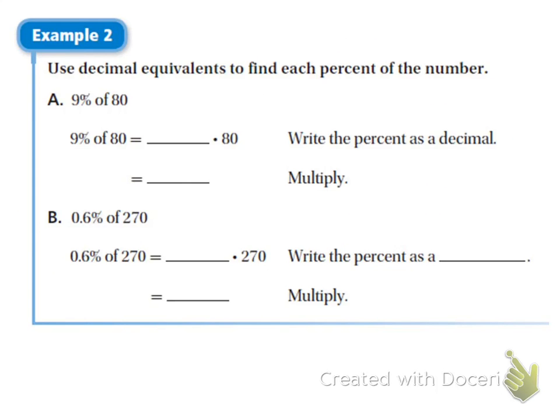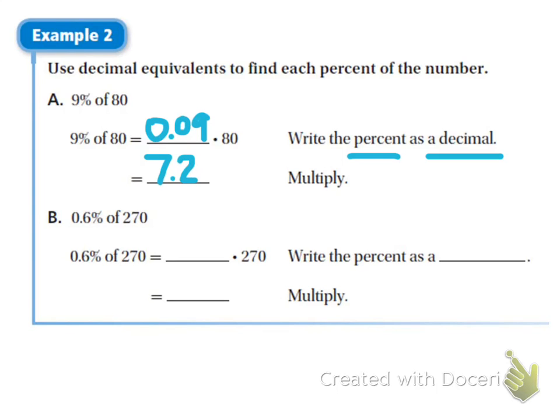Okay, let's look at example number 2. We're going to use decimal equivalents to find each percent of a number. So I have 9% of 80. We need to change this percent to a decimal. We can never multiply by a percent. We always have to change the percent to a decimal. Now we can multiply. So I find that 0.09 times 80 is 7.2.